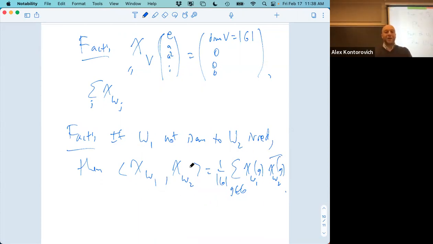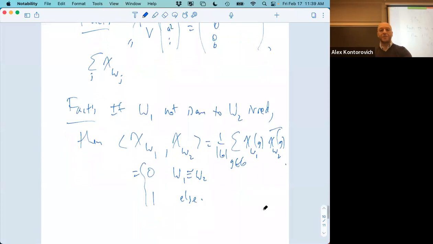Then this is 0 if W1 is not isomorphic to W2, which means pi 1 is not isomorphic to pi 2, and 1 if they are. So this is the orthogonality of characters under this inner product. 0 if they're not isomorphic, 1 if they are.